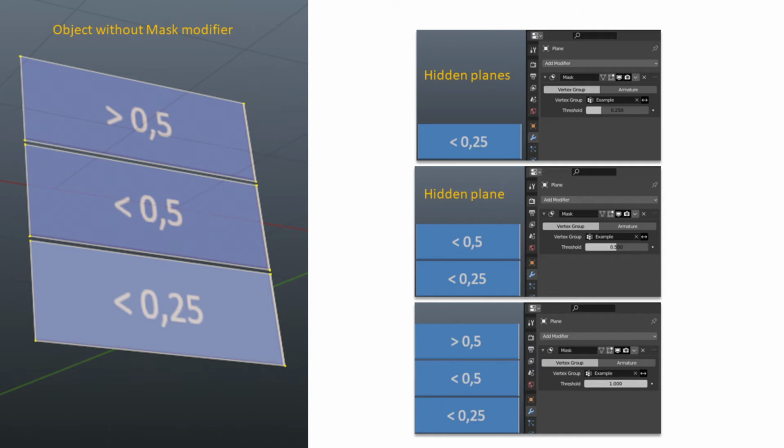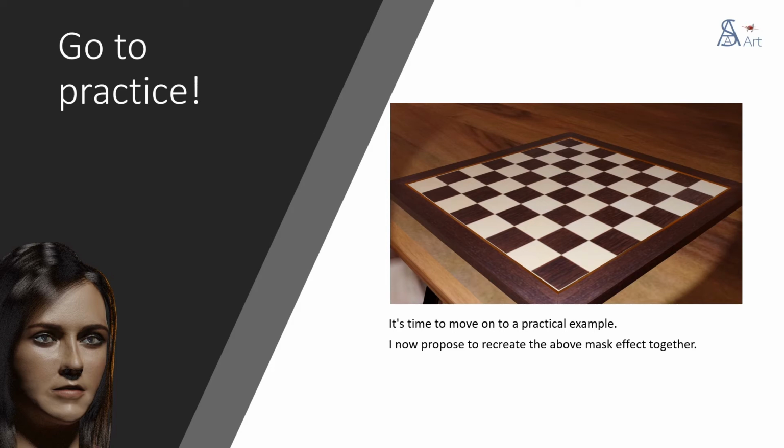In this example, we see an object made up of three planes. The vertices of the first plane have a threshold set at 0.25. The vertices of the following plane have a threshold set at 0.5. The vertices of the last plane have a threshold set at 1. It's time to move on to a practical example.